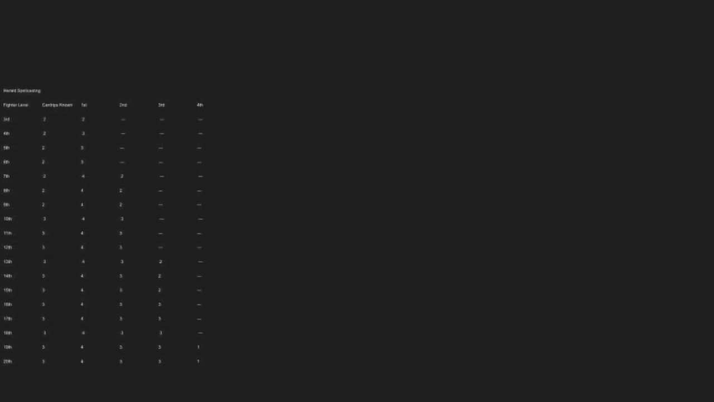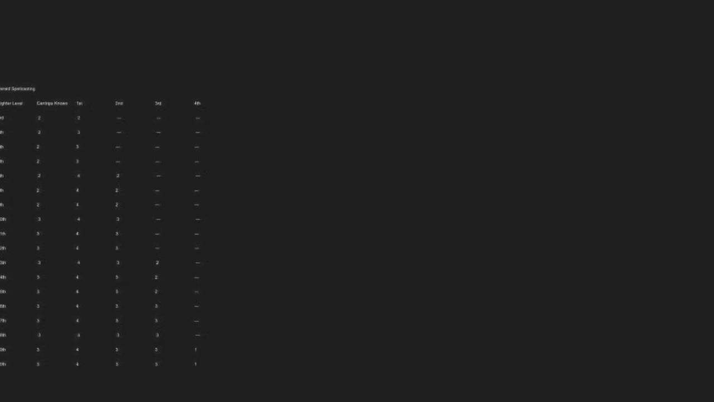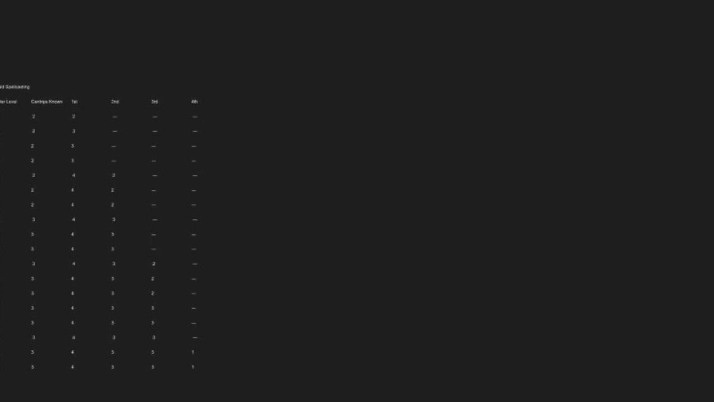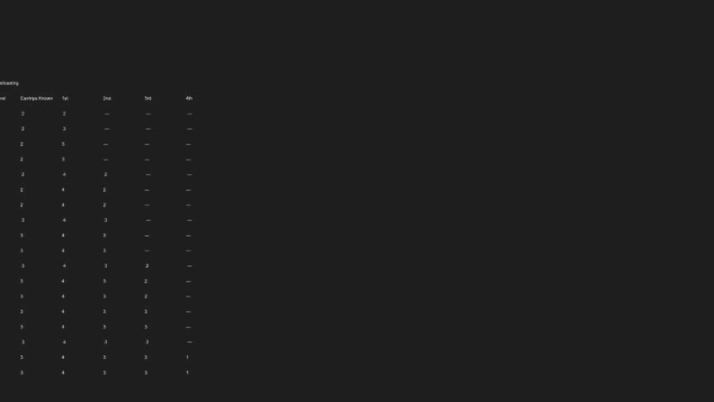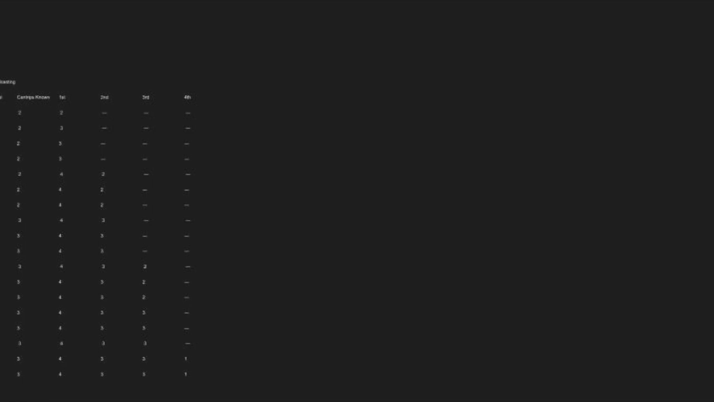At 7th through 9th level, you get 4 first and 2 second. At 9th through 12th, you get an extra 2nd level. And from 10th to 20th, you get a 3rd cantrip. At 13th through 15th, you have 2 3rd level spell slots. That goes up to 3 3rd level spell slots from 16th to 18th. And at 19th and 20th, you get 1 4th level spell slot.